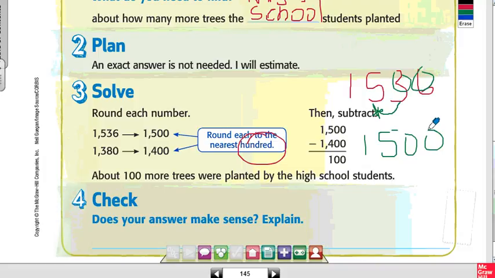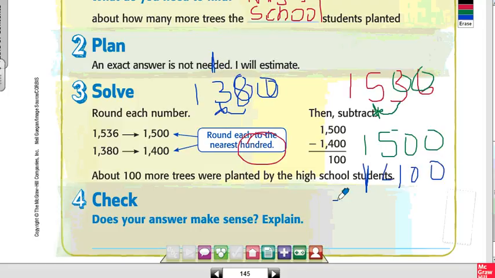Then they took 1,380, and again, rounded to the nearest hundred. What number's in the hundreds place? 3. Am I working with the 1 yet? No, I'm going to put it right here so I can subtract. So looking to the right, what does the 8 tell you to do to the 3? Okay, so the 8 tells you to add 1 to the hundreds place. So what's 1 plus 3? 4. And replace the 8 and the other 0 with 0. Then I can subtract.